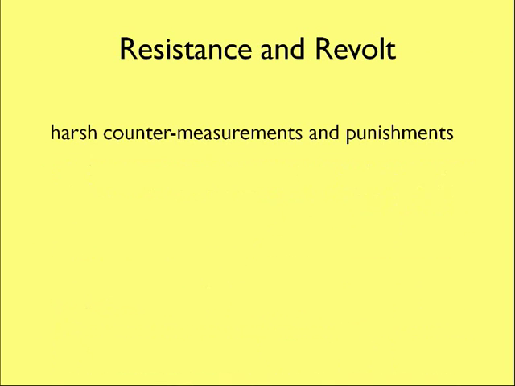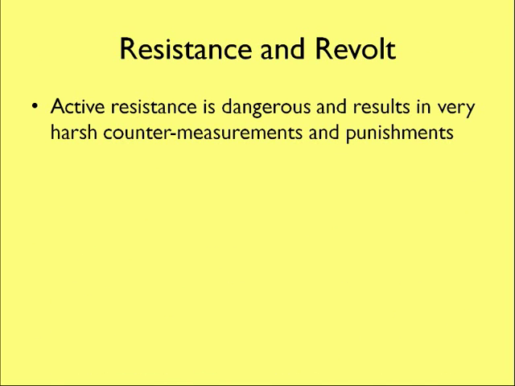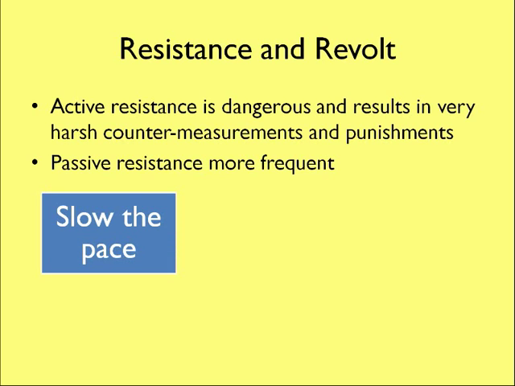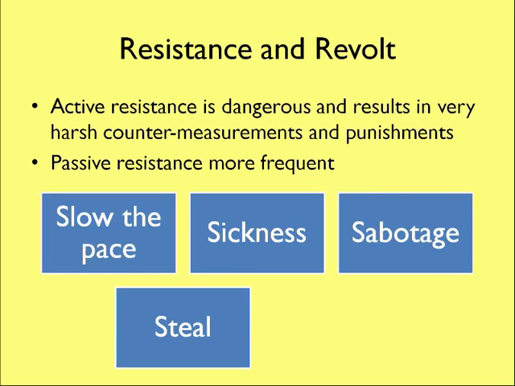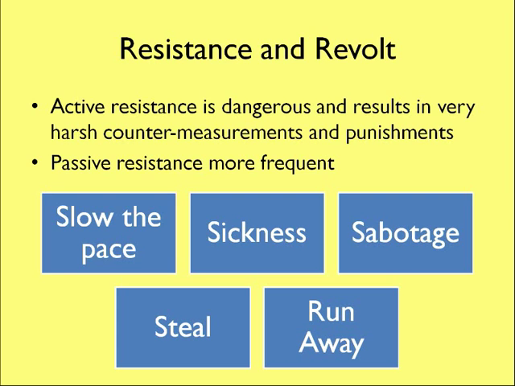So resistance, okay, now active resistance, an uprising, a violent revolution is quite dangerous and is quite difficult to organize. And so resistance takes more passive forms. You slow the pace. You try not to work very hard. You pretend to be sick. You sabotage, break machines, and you steal or try to run away. And this led to some of the stereotypes that the Africans are lazy because they're not willing to work.